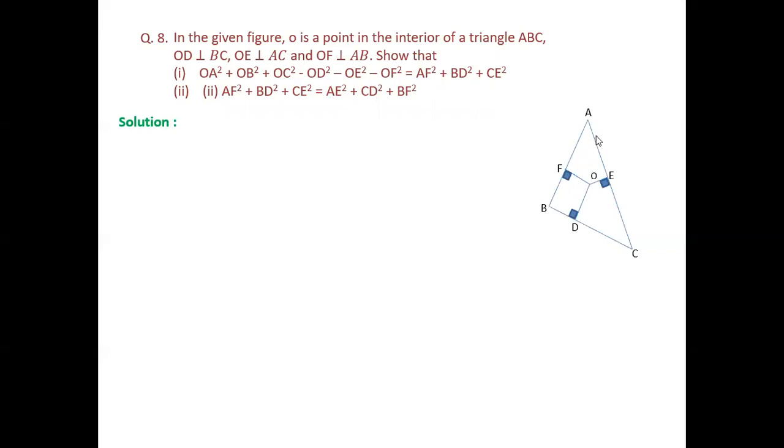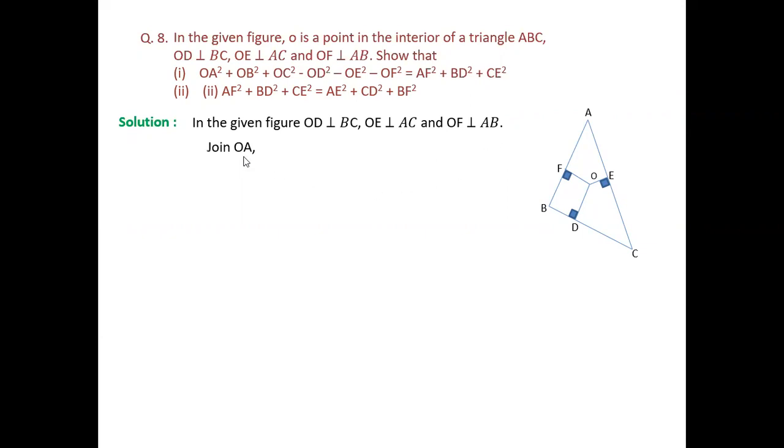So he says that O is a point in the interior of the triangle, so O is a point inside the triangle ABC. OD is perpendicular to BC. OE is perpendicular to AC. And OF is perpendicular to AB. Okay. We have to prove these two conditions. So in the given figure, OD perpendicular to BC, OE perpendicular to AC, and OF perpendicular to AB.